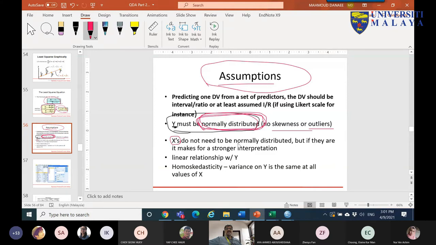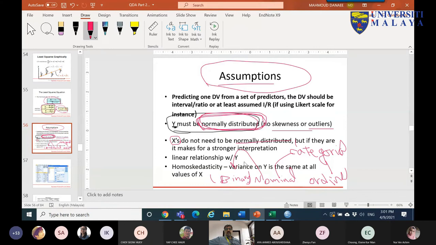Independent variables are not necessarily normally distributed. They can even be categorical data, categorical ordinal. But if you have a categorical nominal, you cannot use it, unless this nominal is binary, like gender. You cannot put ethnicity in your model, correct? But for binary data, we can use it.